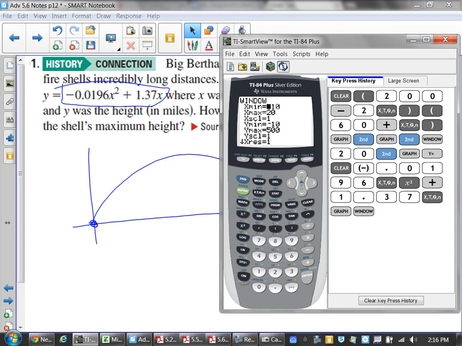I don't really need to worry about that. My x maximum, I'm guessing this cannon probably shoots more than 20 miles. Maybe let's set it to maybe 100. We're just trying to see if we can find the curve.